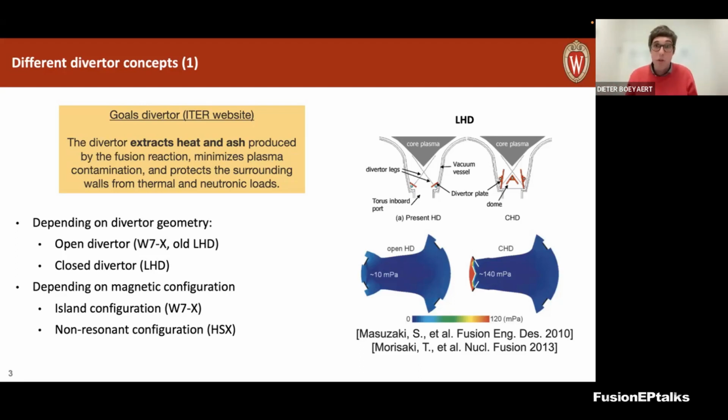That's, for instance, also the trade-off which was made when they decided how to build the current diverter of W7X. There they said, okay, we want to explore more magnetic configurations. And that was the reason why they chose an open diverter.